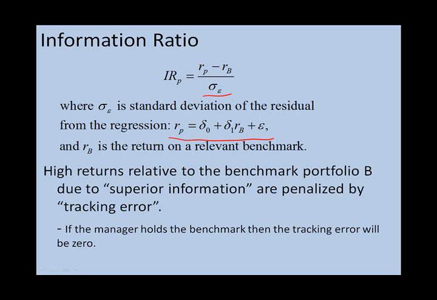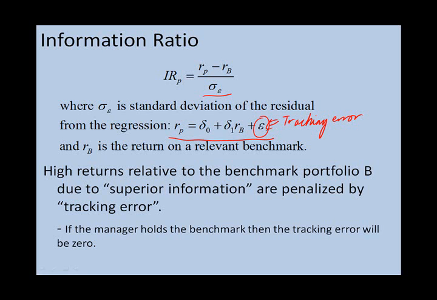If you just hold the benchmark portfolio, the error will be 0, because RP and RB are the same. If you've deviated and your holdings are different from the benchmark, then the error term will be non-zero. This is the tracking error. And what the information ratio does is we divide through by the standard deviation of the tracking error. That's the sigma epsilon. The information ratio is decomposing the manager's performance.